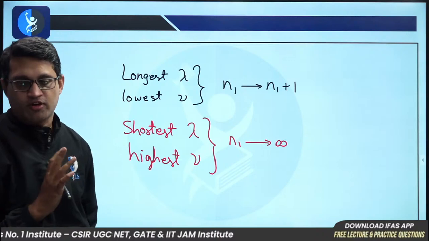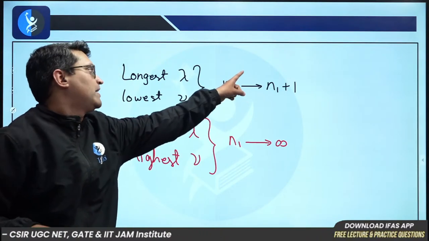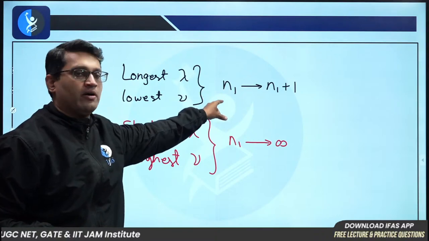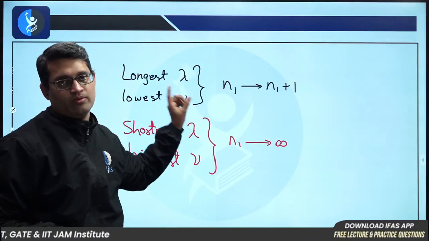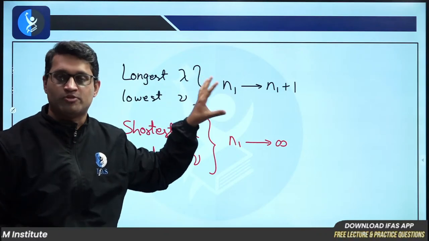Okay, and all of this is for the absorption spectrum only. For the emission spectrum, it will be exactly the opposite: n2 to n2 minus 1, and infinity to n1. So all of this is for the absorption spectrum.